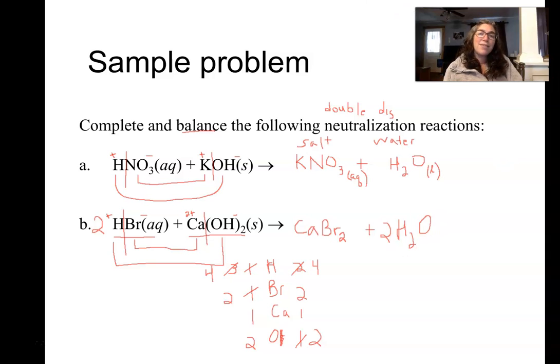So you might be asked on a test to complete and balance a neutralization reaction. So you need to know that a neutralization reaction is double displacement. So you need to be able to swap those cation-anion pairs, and end up with a salt and water as your products.